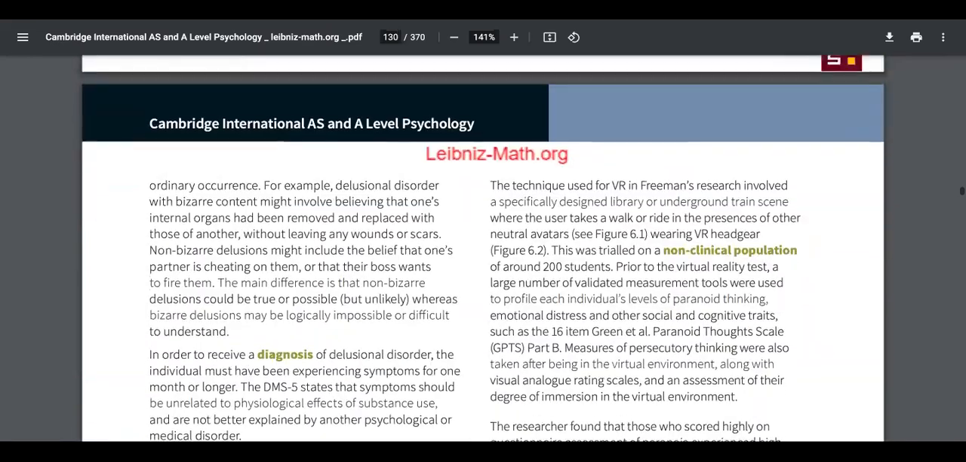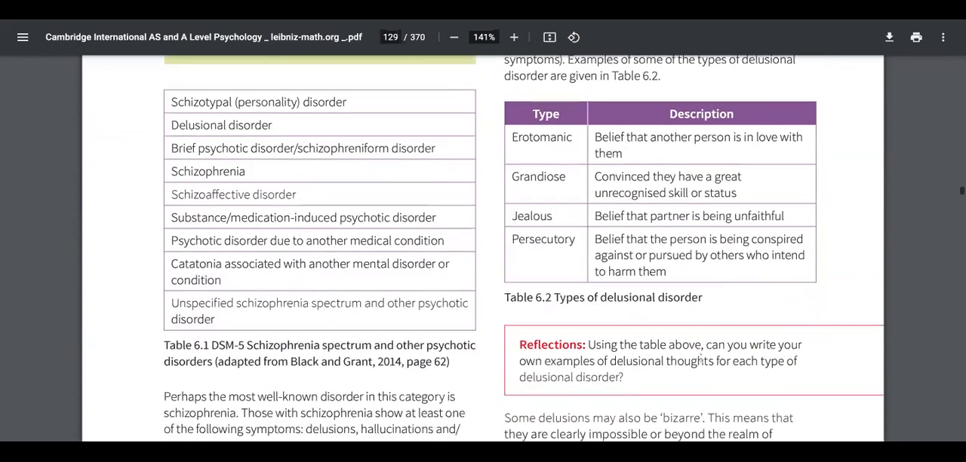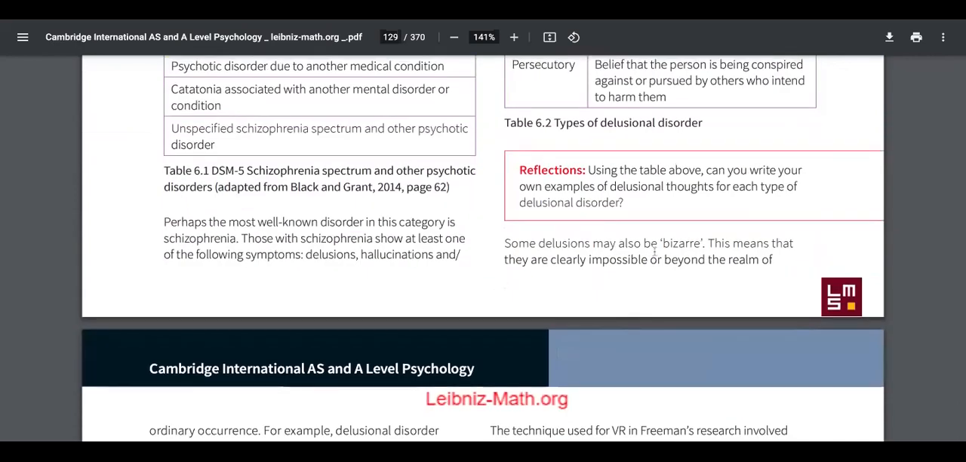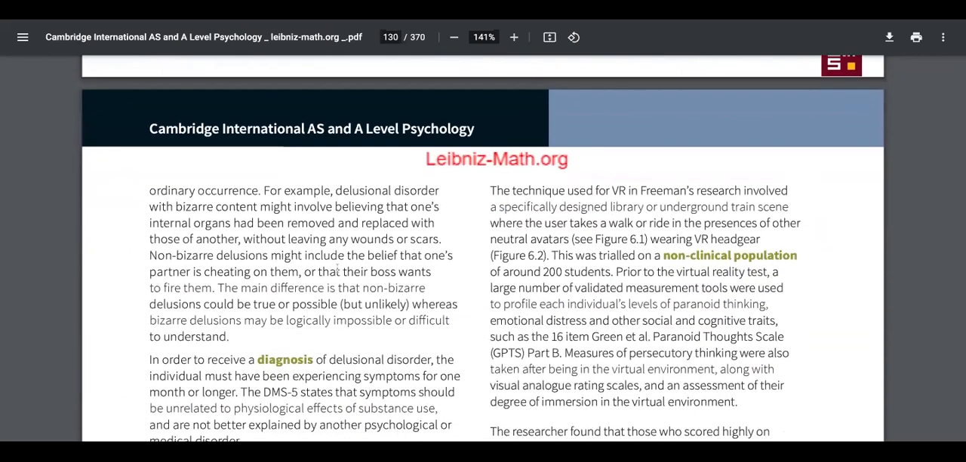Then looking at this, some delusions may also be bizarre. This means that they are clearly impossible or beyond the realm of ordinary occurrence. For example, delusional disorder with bizarre content might involve believing that one's internal organs had been removed and replaced with those of another without leaving any wounds or scars. Non-bizarre delusions might include the belief that one's partner is cheating on them, or that their boss wants to fire them. The main difference is that non-bizarre delusions could be true or possible, but unlikely, whereas bizarre delusions may be logically impossible or difficult to understand.